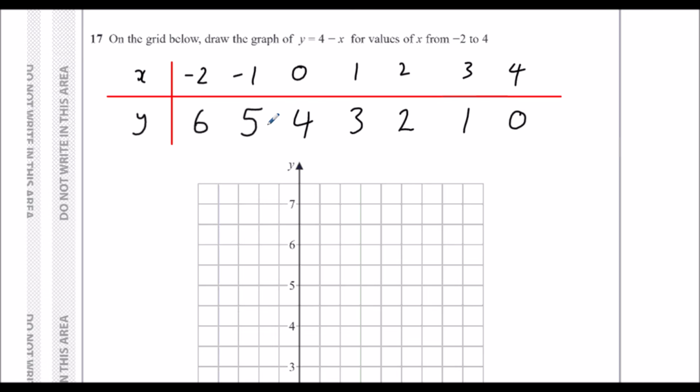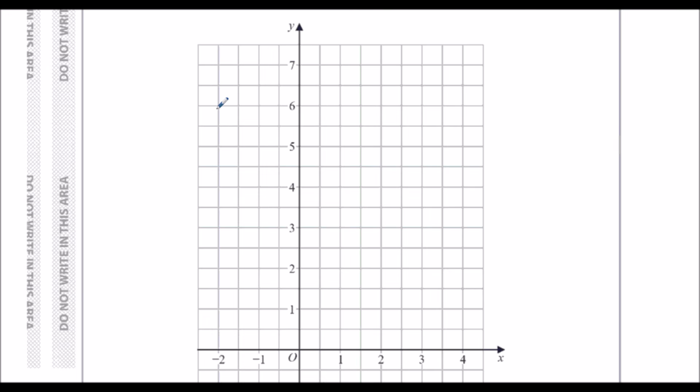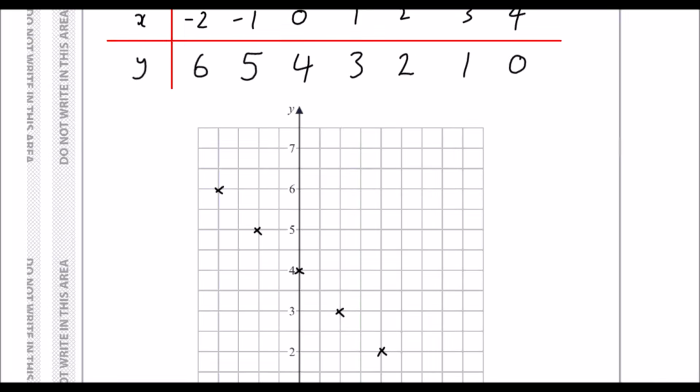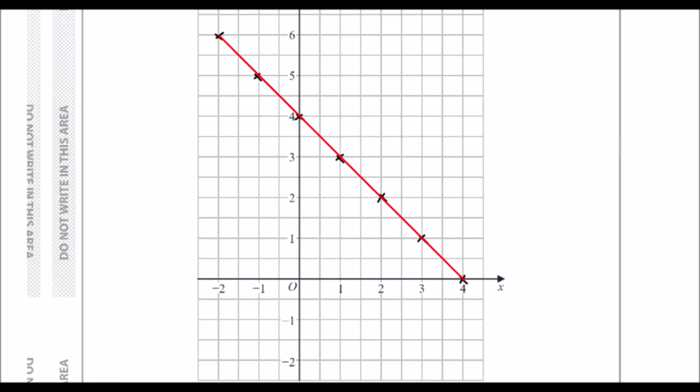So let's plot these on the graph. Negative 2, 6. Negative 1, 5. 0, 4. 1, 3. 2, 2. 3, 1. And 4, 0. So there are our points. And we're going to join them up using a ruler, using a straight line. And there is our graph.